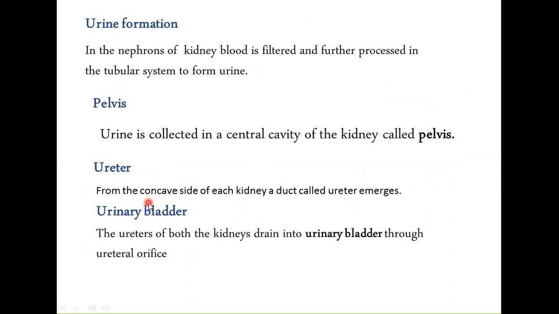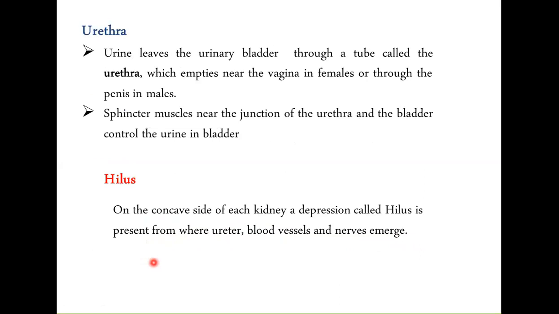As we have learned, from the concave side of each kidney, a duct called the ureter emerges. Ureters from both kidneys drain into the urinary bladder through the ureteral orifice. The opening of the ureter into the urinary bladder is called the ureteral orifice. Urine leaves the urinary bladder through a tube called the urethra. And this urethra empties near the vagina in case of female, and it passes through the penis in case of male.